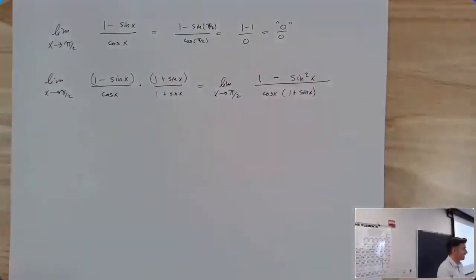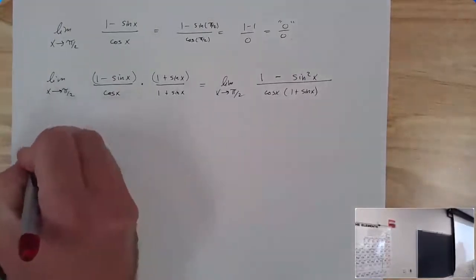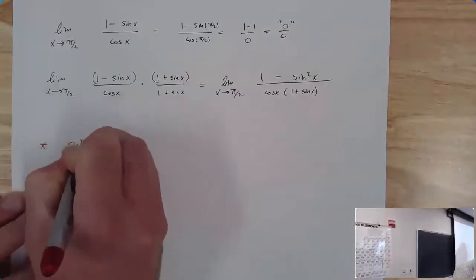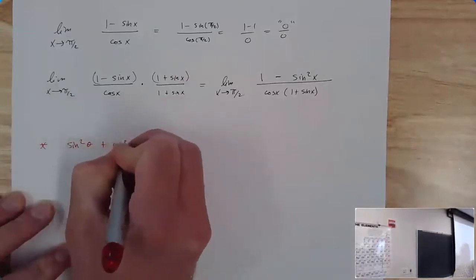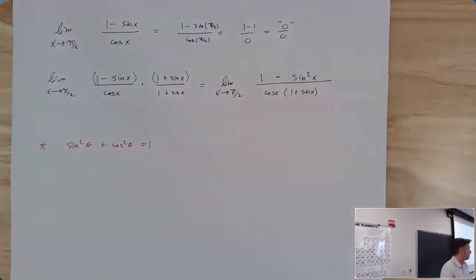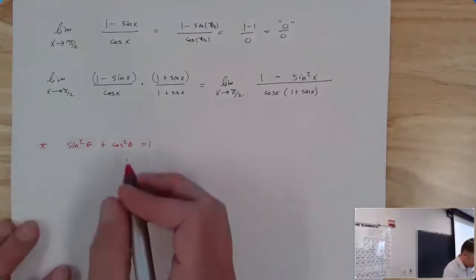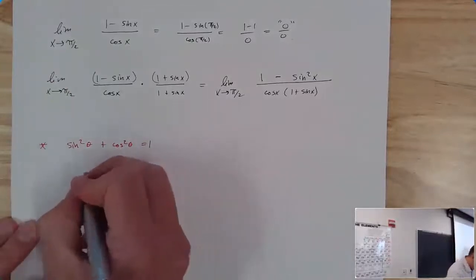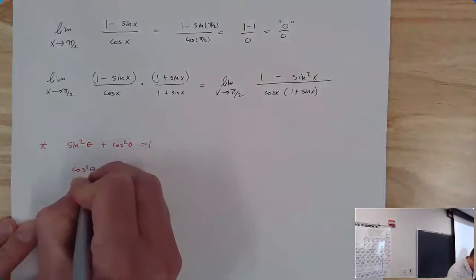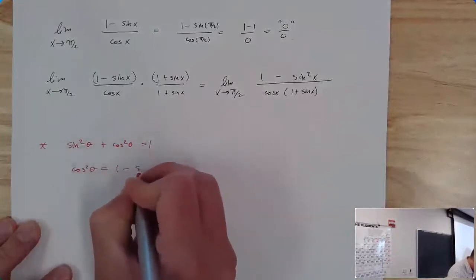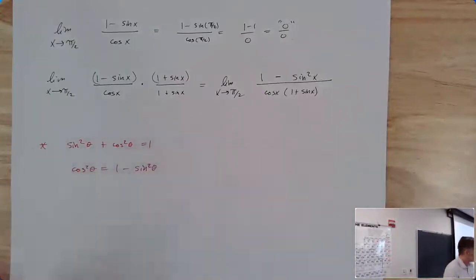And the numerator is a trigonometric identity. So I'll remind everybody of everyone's favorite trig identity: sine squared theta plus cosine squared theta equals 1. Or whatever you want to use as your input. You can use x, you can use y, it doesn't matter. But the point here is that if I isolate cosine squared theta, it is equal to 1 minus sine squared theta.